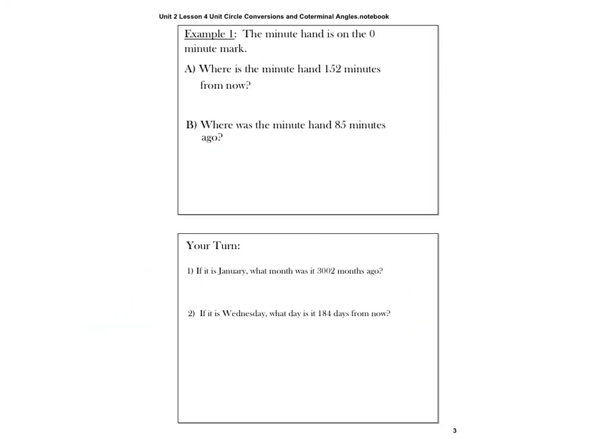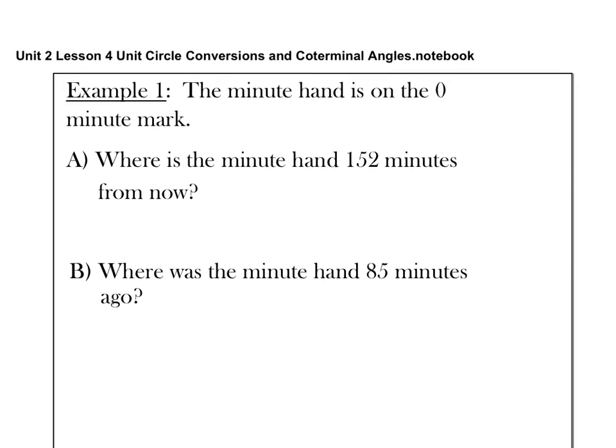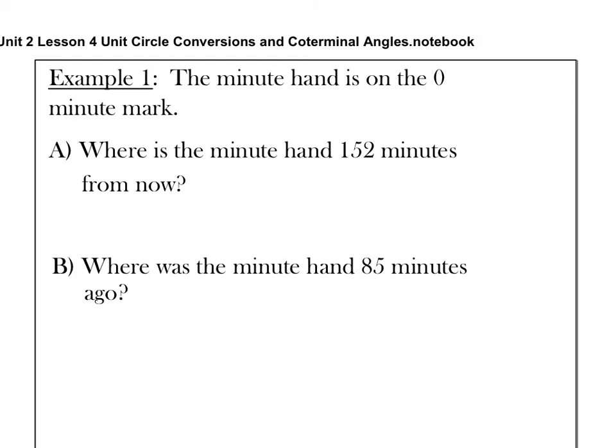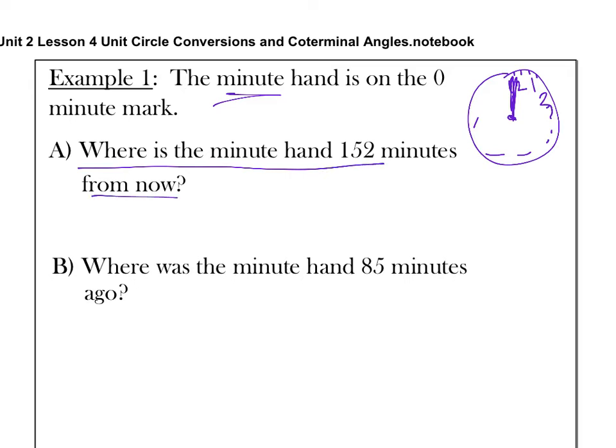So let's think about this and see what we're dealing with. Consider that the minute hand of a clock is at the very top, okay? You're considering the clock, 12, 1, 2, 3, all the way around. The minute hand, the long hand, is at 0. Okay, all those little tick marks as you go around. So where is the minute hand 152 minutes from now? Obviously 152 minutes is way bigger than an hour. 60 minutes is 1 hour. That hasn't changed.